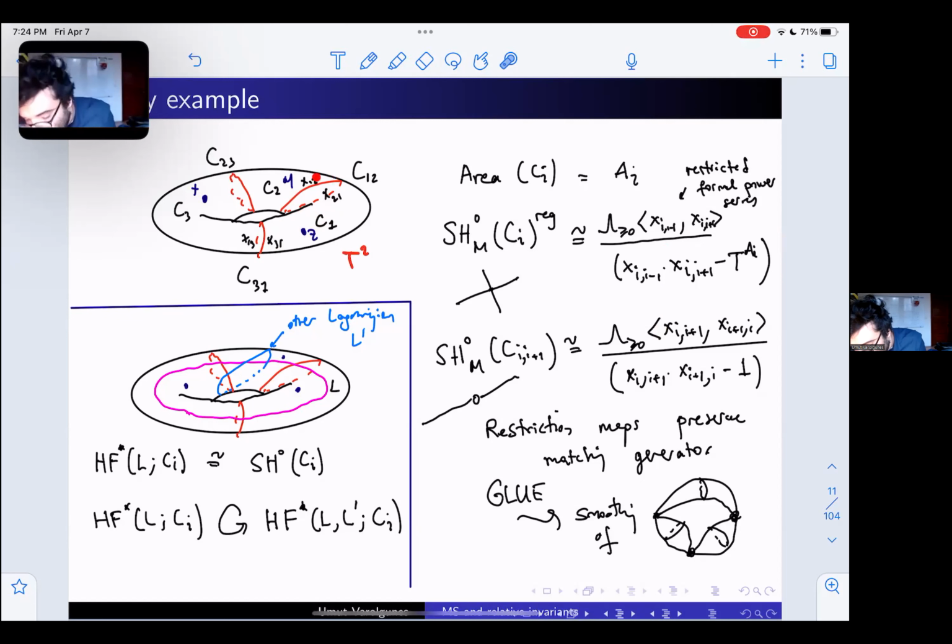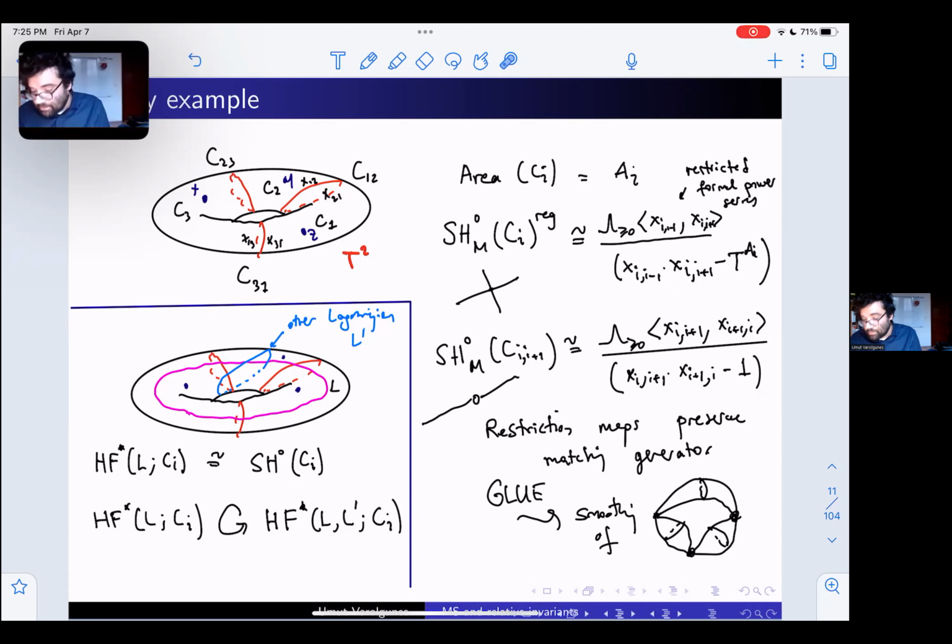So if there's a common generator to the two, then I just preserve that generator. It goes to itself. And for example, if I look at the map from C1 to C12, there's also this generator, and this generator goes to the one that's not common to both, and it sends this one to T to the area times this one. Okay, so that you can see defines a map of algebras.